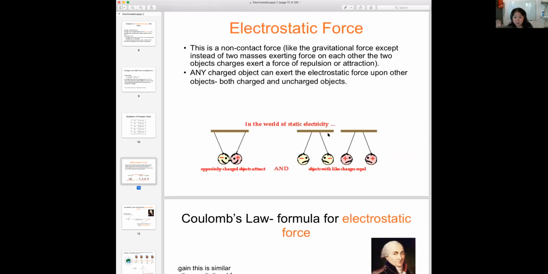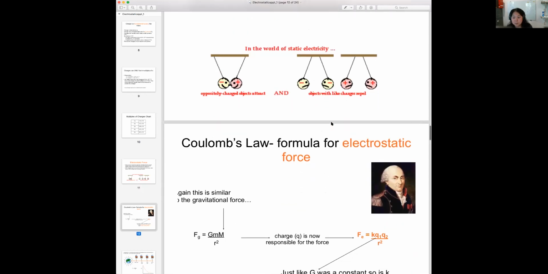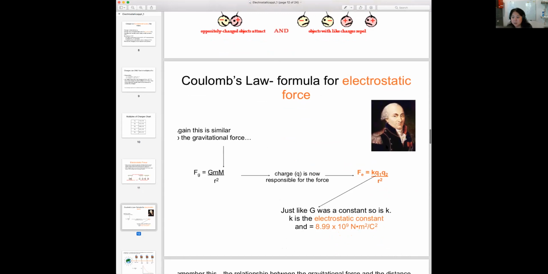Then those are the directional forces. How to find the magnitude of the electrostatic force? Electrostatic force can be described by Coulomb's law. So this is Sir Coulomb. In this orange equation here, Fe, the electrostatic force, equals K, the electrostatic constant, times Q1, Q2, the charges of the two objects, divided by R squared, the distance between the charges.